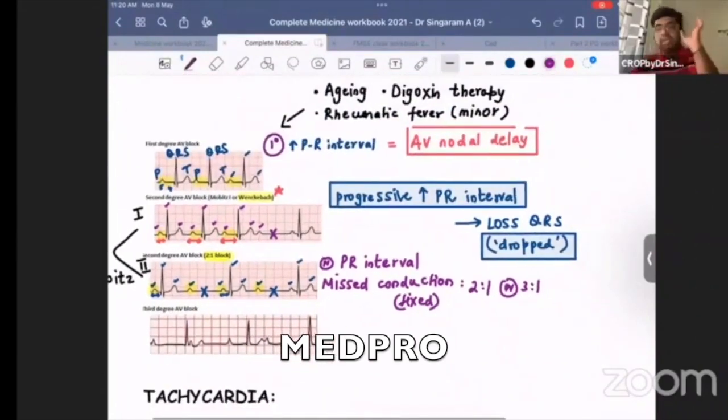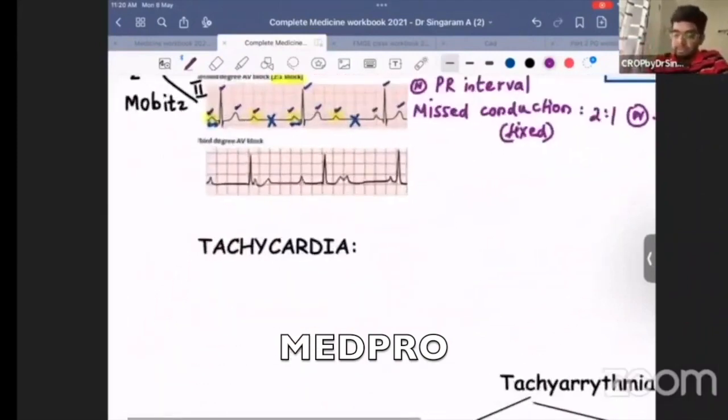So, Mobitz type 1 is characterized by progressive increase in the PR interval followed by a loss of QRS. Whereas Mobitz type 2 is characterized by a fixed PR interval, not a progressively increasing one, but there is a missed conduction in a fixed ratio like 2:1 or 3:1. Okay, I hope you're able to follow this.